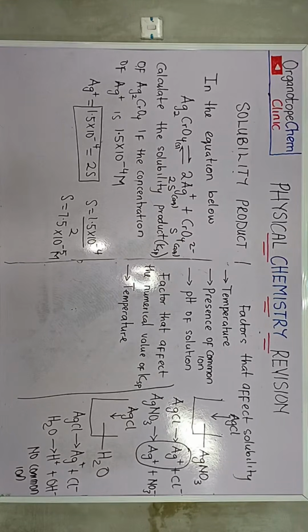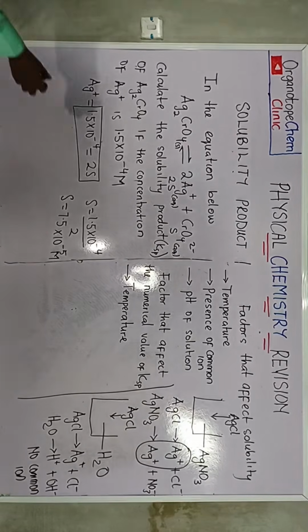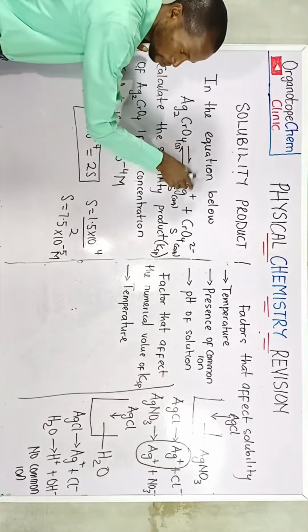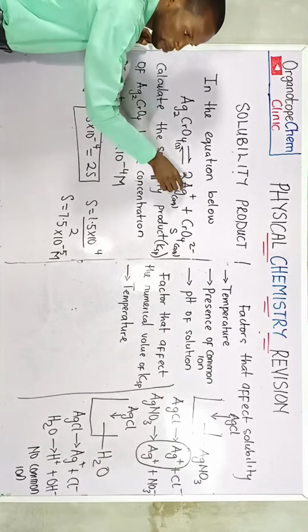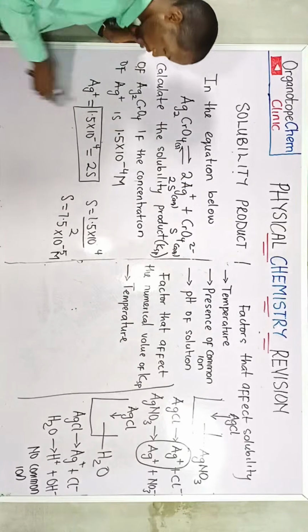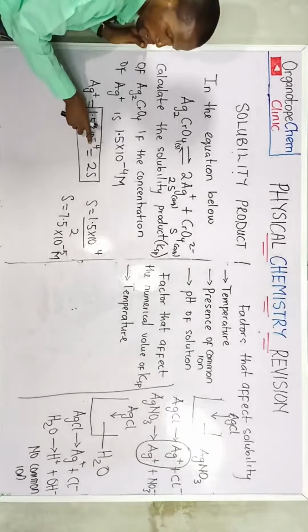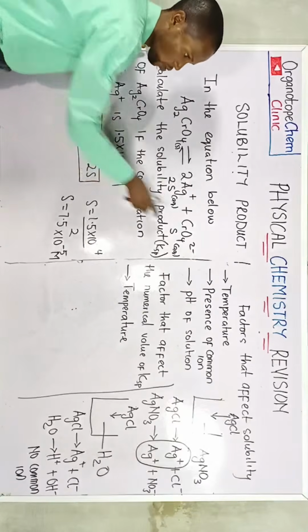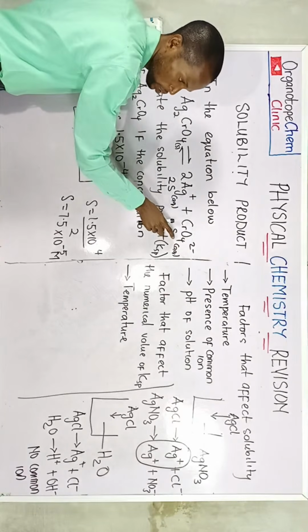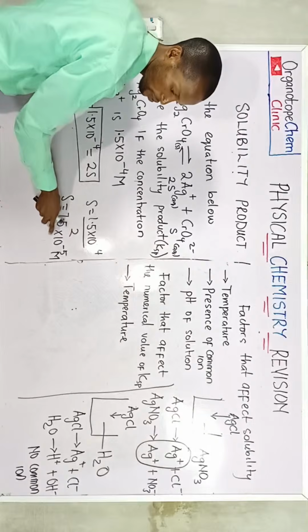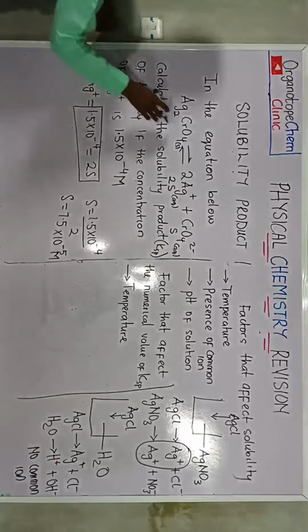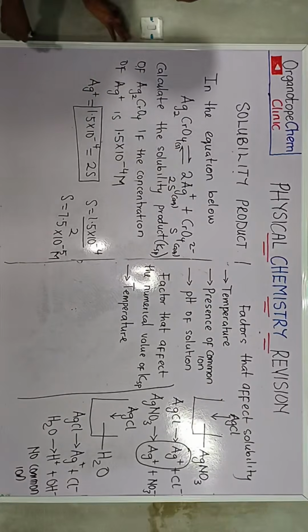All right, let's proceed. So that implies that the solubility of the silver ion, the Ag+ in solution, is 1.5 times 10 raised to power minus 4, because it has 2s. While that of the chromate ion, which is S, is 7.5 times 10 raised to power minus 5. Is that taken? Can we write the KSP expression for this ionic equation?